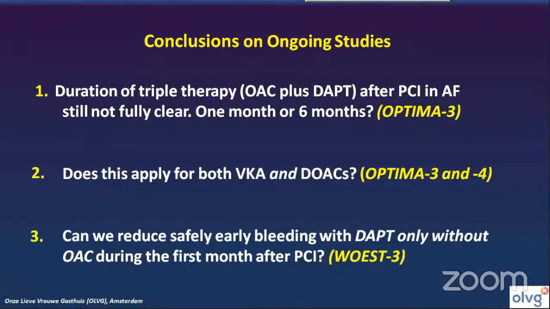In these ongoing studies, the duration of triple therapy, or oral anticoagulant plus double antiplatelet, after PCI in atrial fibrillation is still not fully clear, 1 month or 6 months. This is OPTIMA-3. Does this apply to both vitamin K antagonist and NOAC, OPTIMA-3 and 4? Can we safely reduce early bleeding with double antiplatelet only, without oral anticoagulant, during the first months after PCI?